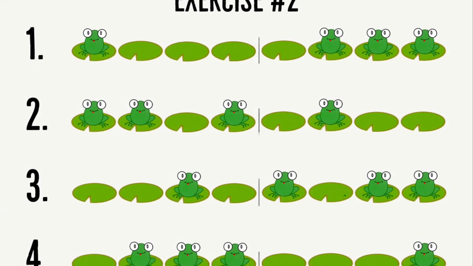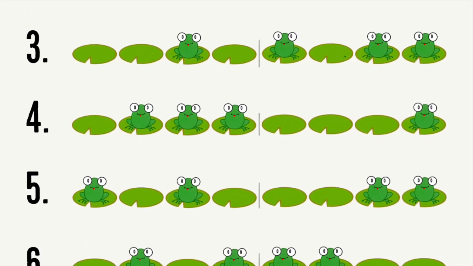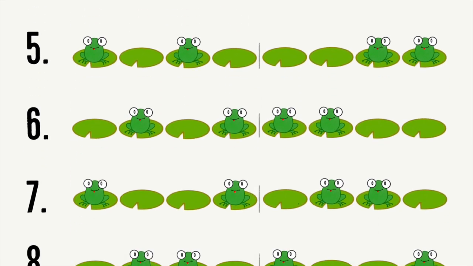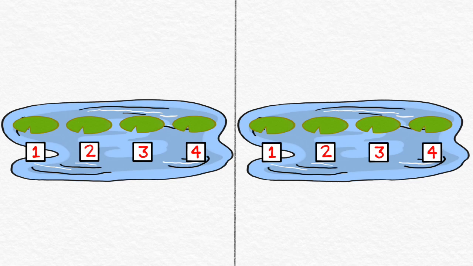Awesome job. To practice this, we have another exercise in the description for this video. Each example on this page has 2 ponds. Remember to count nice and steady, and when you get to the end of the first pond, just keep going. It should sound the same as between any other lily pads.